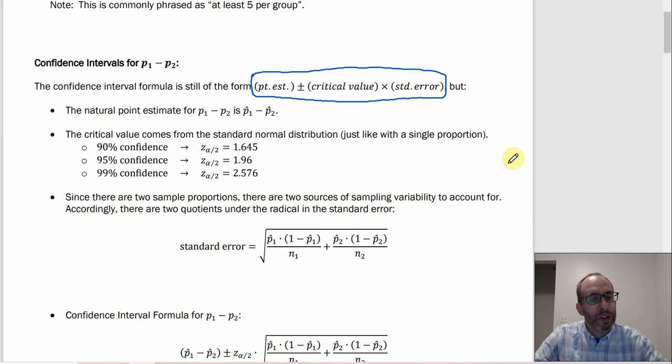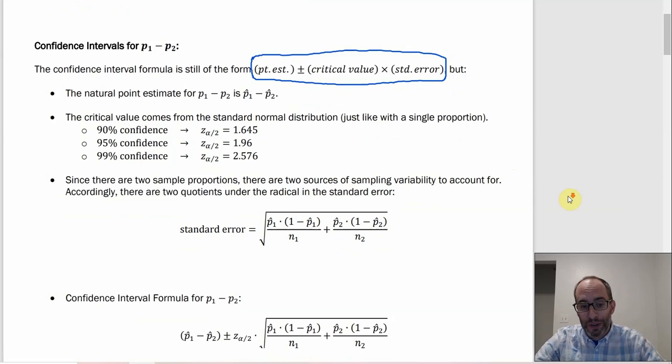Critical value, use the standard normal distribution, so that still holds up. Anything that involves proportions, whether it's a confidence interval, a mean, or two proportions instead of one, you still use the standard normal. So it's still going to be 90% confidence, your critical value is 1.645, 95% is 1.96, 99% is 2.576. Same ones that it was before, so that's nice.